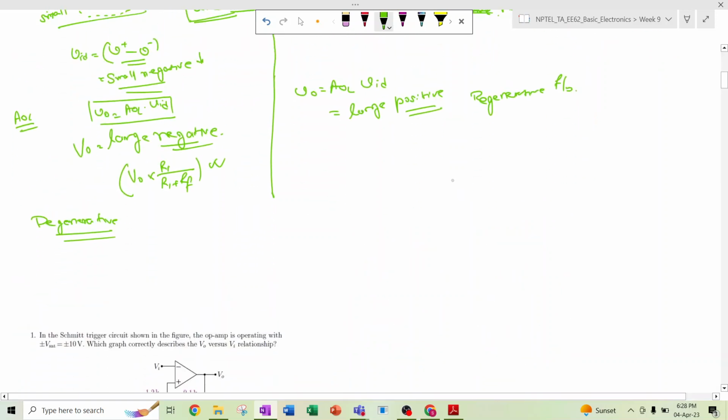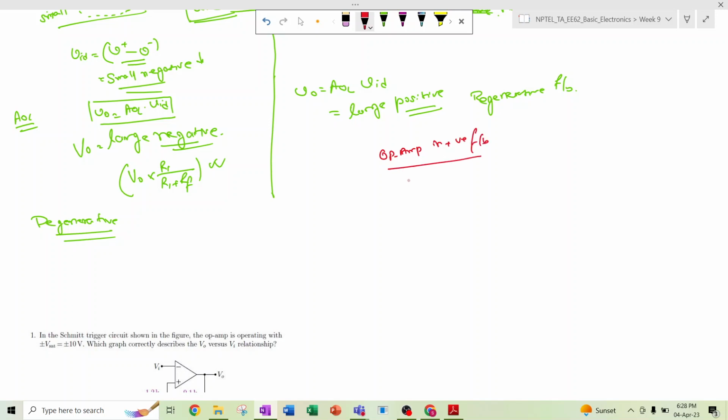So in case of positive feedback, if the op amp is in positive feedback, the virtual short concept never holds. And the second thing is Vo always saturates, maybe at +Vsat or it may be at -Vsat.